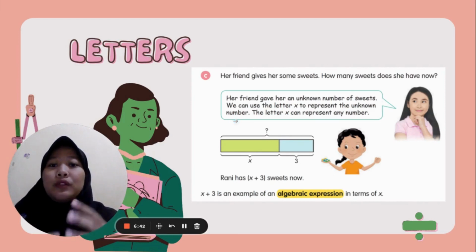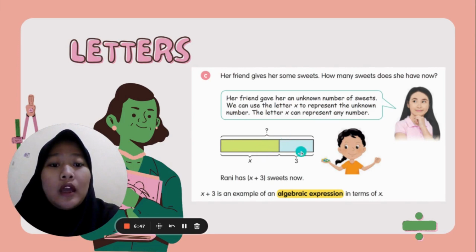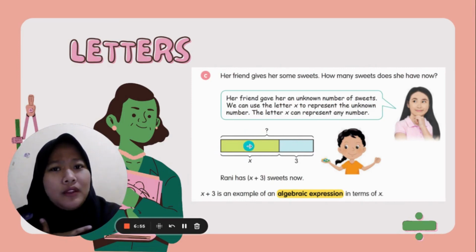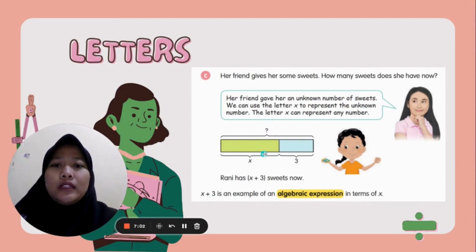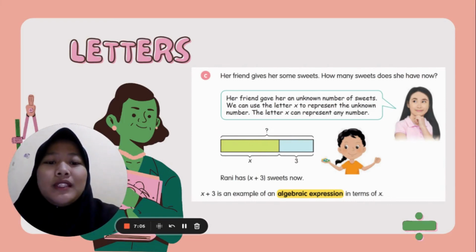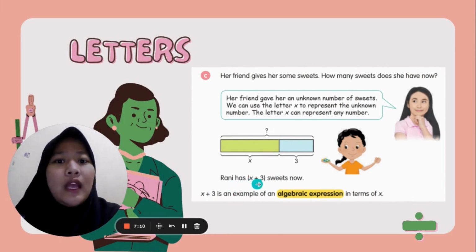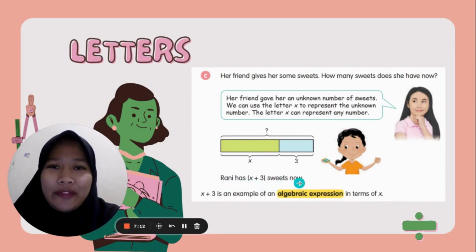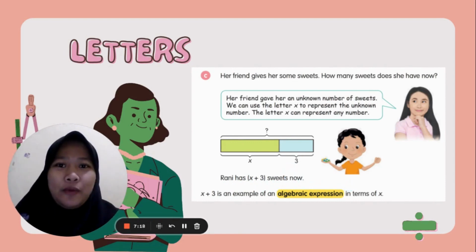So when we use models to show how it goes, let's see here. Rani has 3 sweets the first time, and then she gets another batch of sweets, but we don't know the exact number, so I will just say x sweets. When we want to know how many sweets she has at the end, we just need to add them together. So here, Rani has x plus 3 sweets now. This is the first step to learn about algebra.